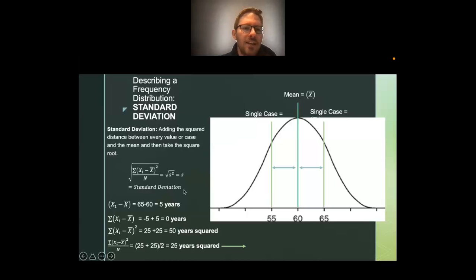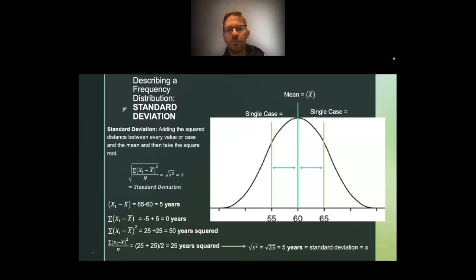Okay, so to get the standard deviation, we simply take the square root of the variance. If the variance is 25, then we take the square root of that. So the square root of 25 is 5 years, which is the standard deviation of x bar. So that means the average case is deviating from the center by 5 years. That gives us a good concept of how this data set is actually dispersed throughout the distribution.